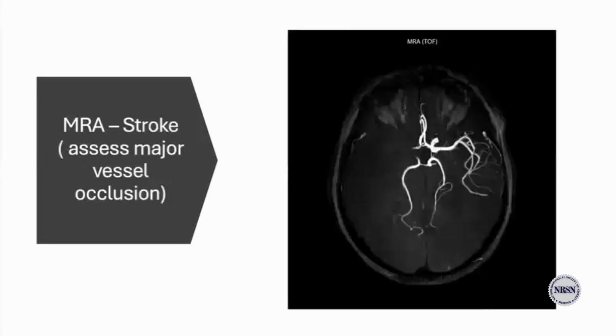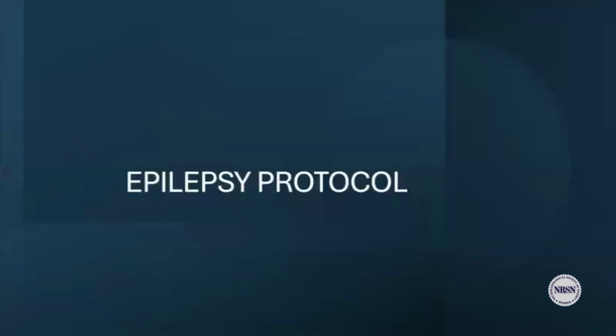And then here is an image of an MRA. You can clearly see there is an occlusion or blockage on the right, and there's an abrupt cutoff in the vessel, and the blood flow beyond that point is missing or significantly reduced. So basically, that is the stroke protocol.